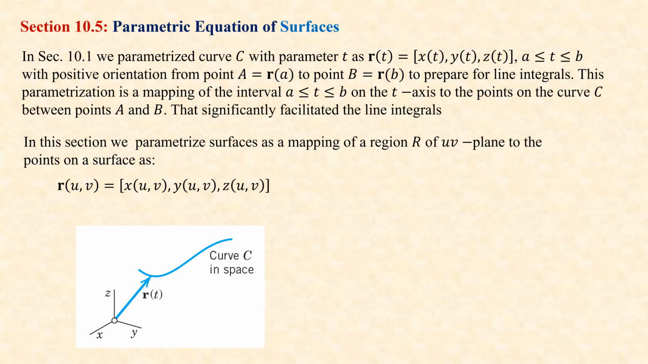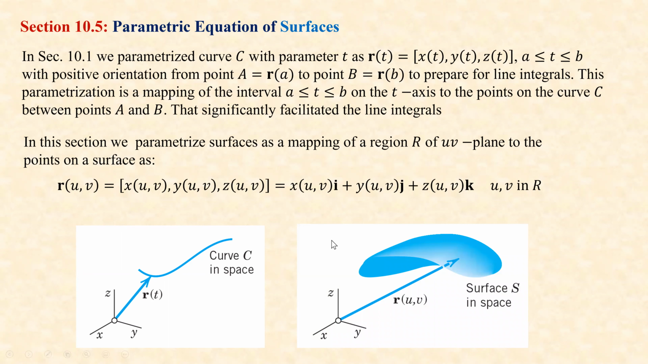You can write it like a triple like that, or in ijk notation, and u and v are changing in a region R in the UV plane. And this is the surface. This r points to one of the points on the surface, and as u and v change, this point changes over the surface and covers the whole surface. All right, this is what we're going to do here. So we're going to parametrize surfaces and then define surface integrals, and then we do some surface integrals.